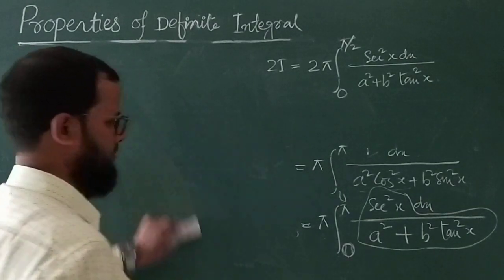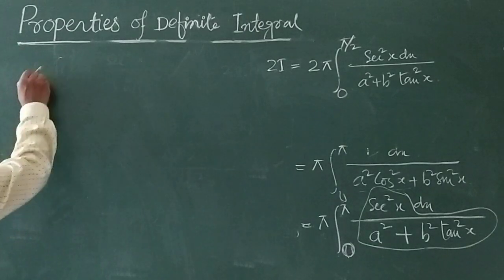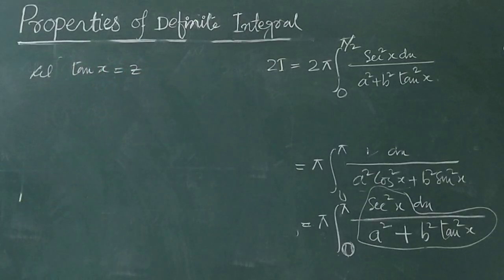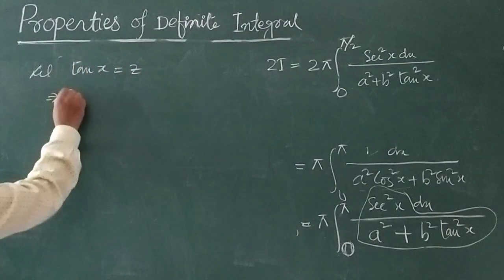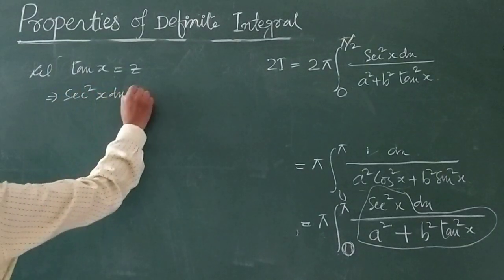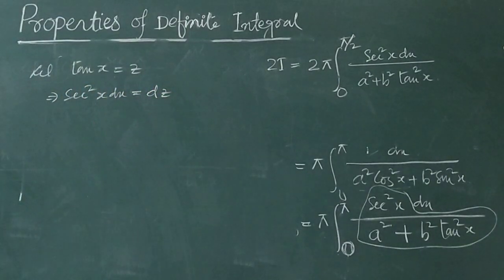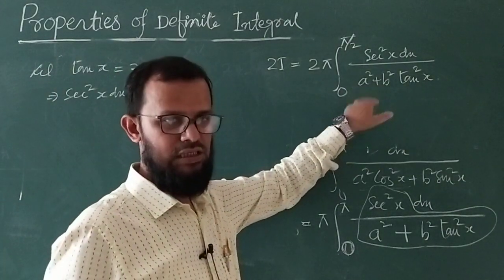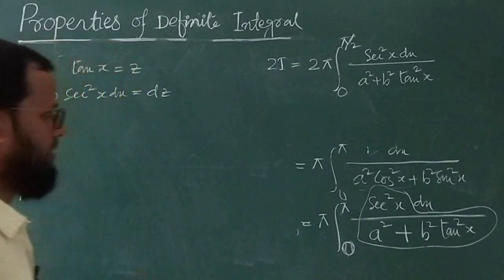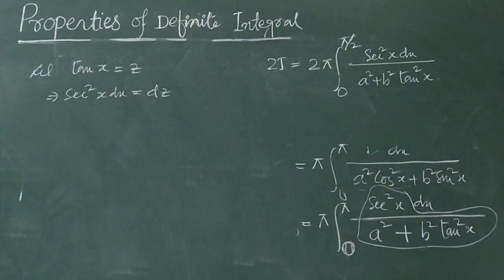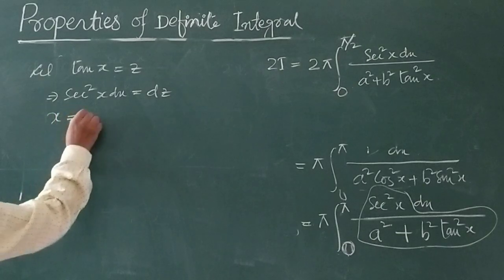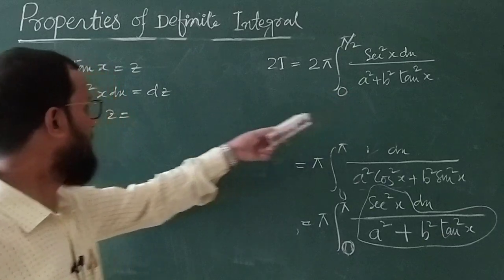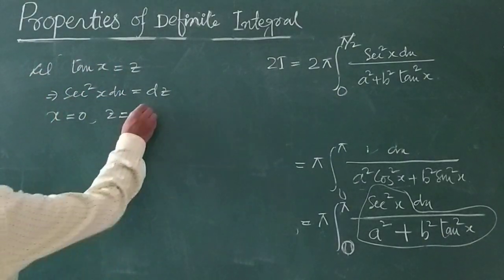In this problem we will use substitution. What is the substitution? Let tan x equal to z. Taking tan x equal to z gives sec square x dx equal to dz. This type of problem we have already solved in the indefinite integral. Just the limit is there, that's why the problem is a little lengthy, otherwise it is a very easy question. Therefore, when x equal to 0, z equal to 0.